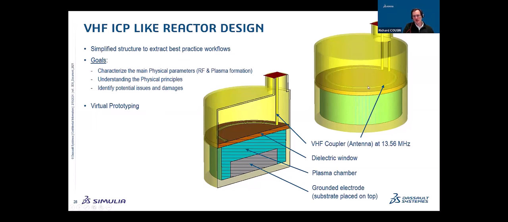So this is the structure. You have here the VHF coupler. Sometimes this is called an antenna. It's more a coupler because here there's no field propagation. The structure is very small compared to the wavelength. We are here at just a couple of centimeters in size, working at 13.56 megahertz. We have a dielectric window in order to keep the plasma in this area, the plasma chamber, and the grounded electrode.